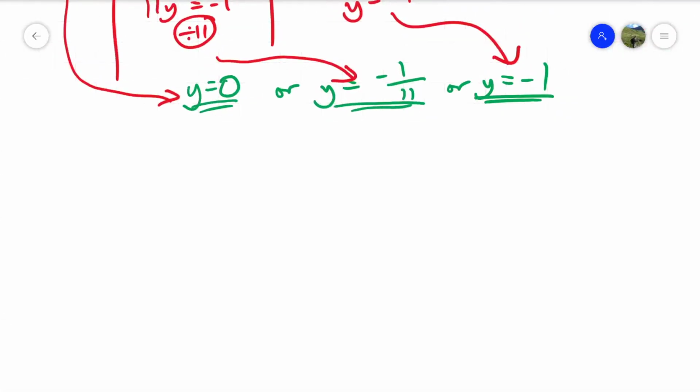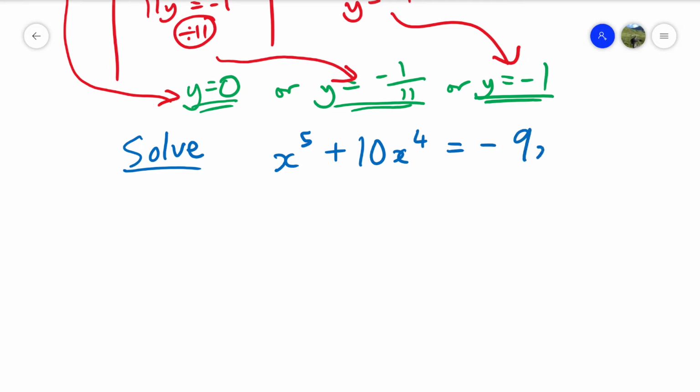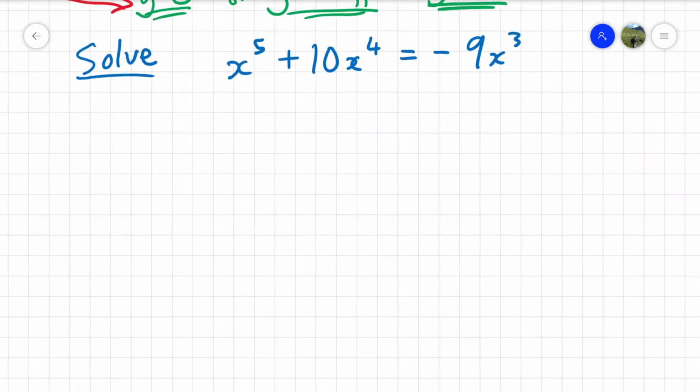Let's do the next question. It's another solve. What a surprise. Have a go in your own time.